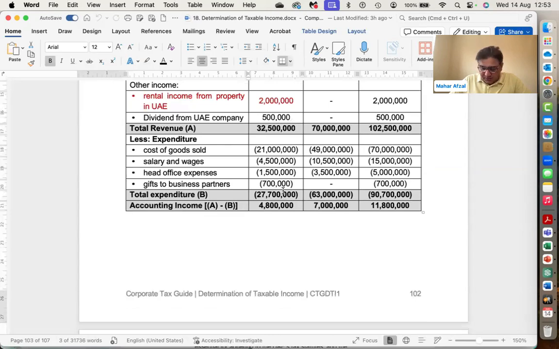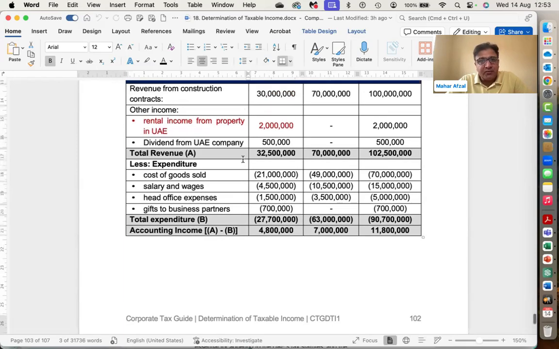Gift to business partner. Gift is not allowed. It will be added back. Head office allocation of expenses. This is allowed because the expenses have been made by the head office and it is allowed. 1.5 million allocation of expenses by the head office to the branch. This is allowed. Salaries and wages are allowed. Cost of goods sold is allowed.